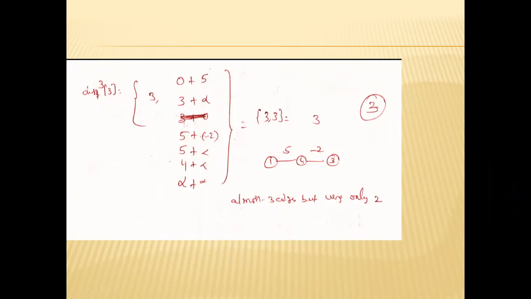Suppose we are finding the shortest path from 1 to 4. Sorry, from 1 to 3. There is no path available from 1 to 3 by using 3 edges.